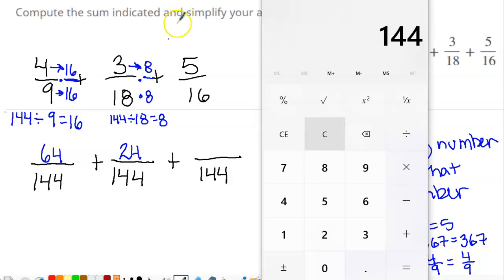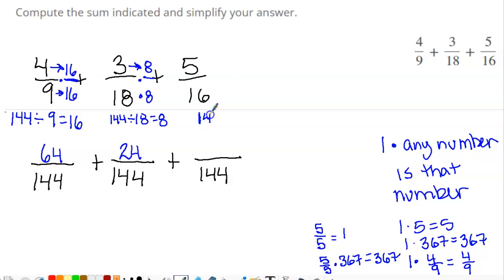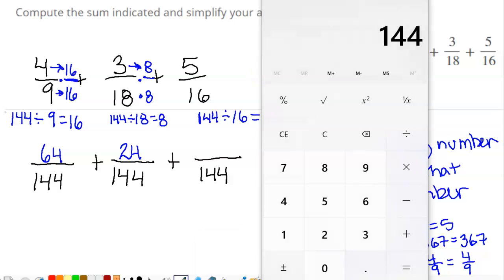The next one, 16 times what is 144? We find that by taking our 144 divided by 16. And we actually already know it because factors are like partners. So if I know that 16 times 9 is 144, and I know 144 divided by 9 is 16, that means 144 divided by 16 is 9. That's okay if you didn't get that. You can still go up here and do 144 divided by 16, and you'll see that it gives you 9.